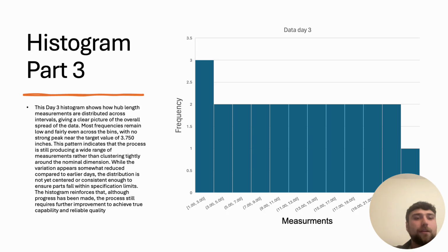While the variation appears somewhat reduced compared to earlier days, the distribution is not yet centered consistently enough to ensure parts will fall within specification limits. The histogram reinforces that, although progress has been made, the process still requires improvement to achieve true capability and reliable quality.